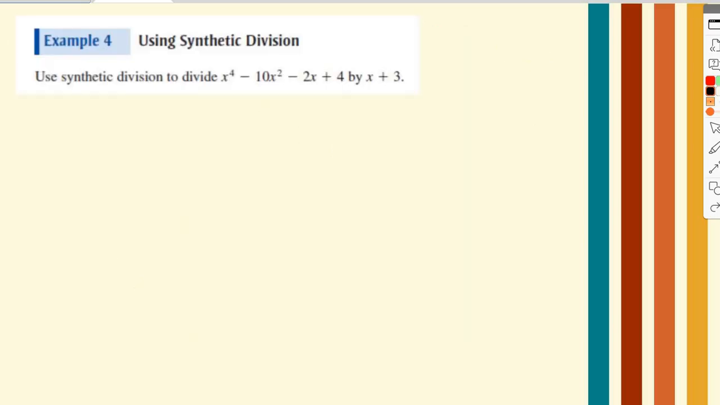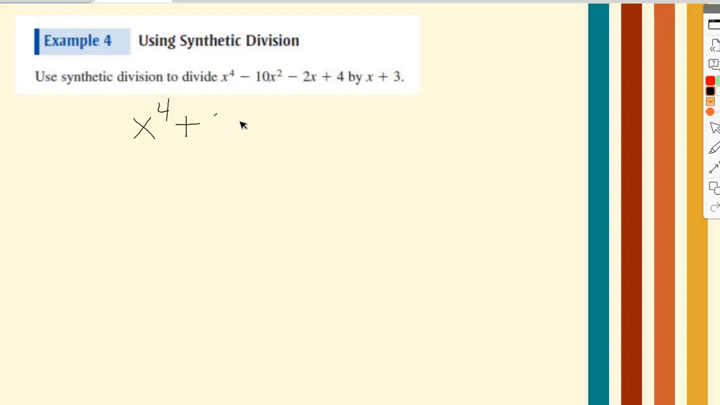So, it says use synthetic division to divide x to the fourth minus 10x squared minus 2x plus 4 by x plus 3. Yes, no, maybe? So, first, are we in standard form? Do we go from biggest exponent to smallest exponent? Yes. 4, 2, 1, 0. That goes from biggest to smallest. Now, are we missing any terms? Yes. Okay. I think that might have been what you were thinking.